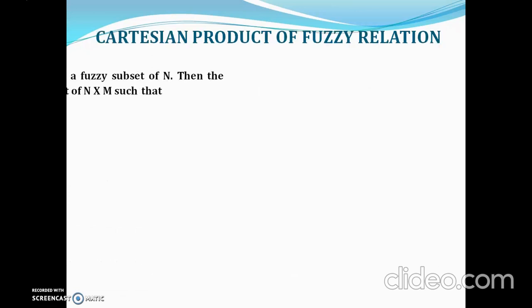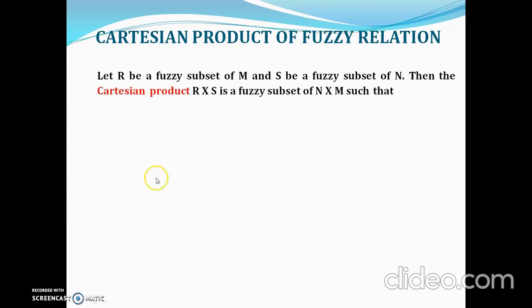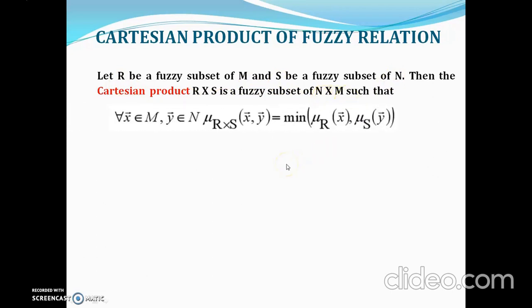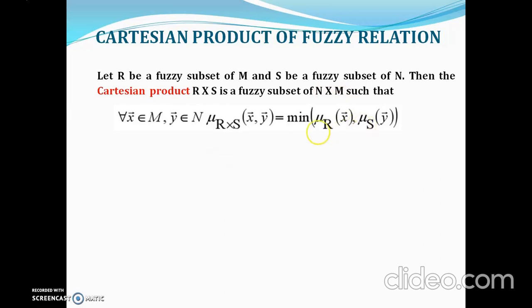Now we come to the Cartesian product of the fuzzy relation. We take the fuzzy set R, which is a subset of M, and S is the fuzzy subset of N. Then R cross S will always be a subset of M cross N, such that we take the minimum value from the two membership functions R and S. We will solve one problem under this Cartesian product.